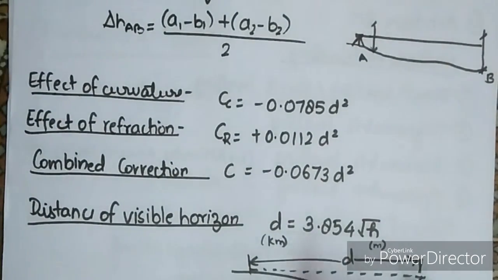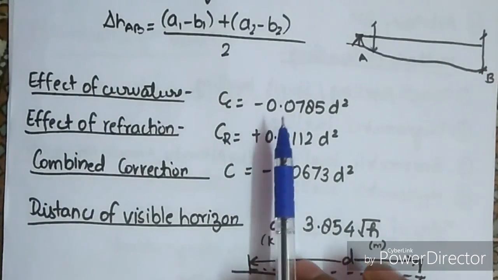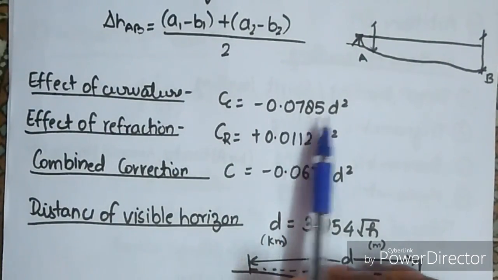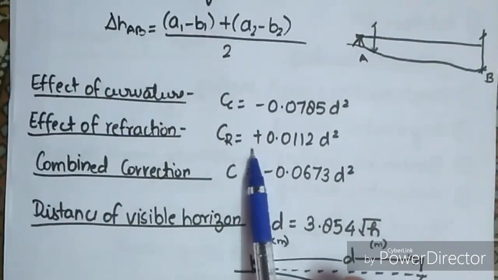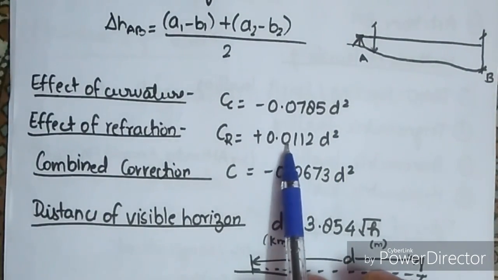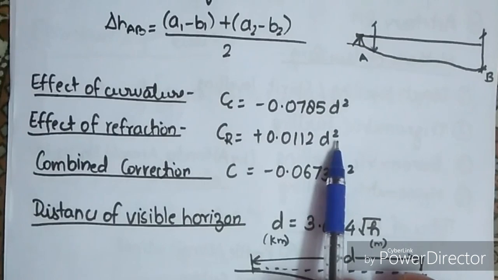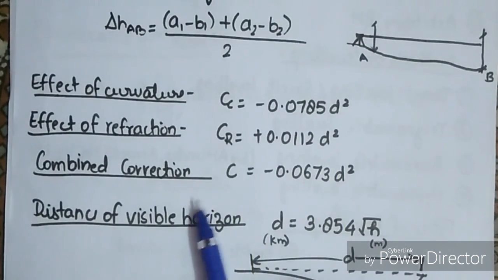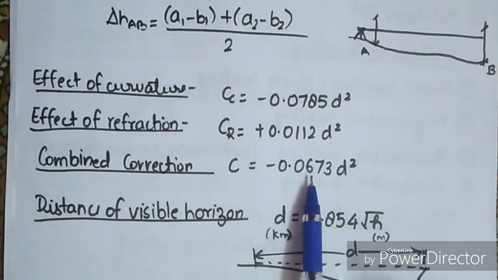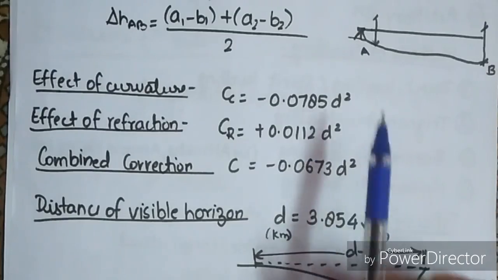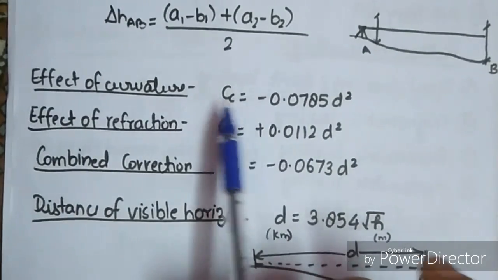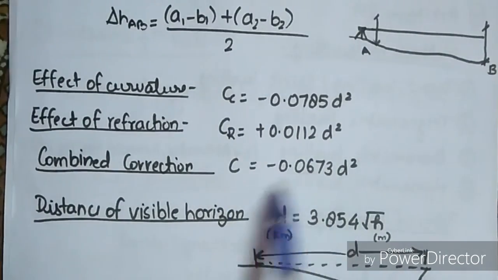Now effect of curvature, we use the formula here, minus 0.0785 d square. Refraction, we have the formula 0.0112 d square. For the combined correction we have 0.0673 d square. Okay, this effect of curvature is always negative, this is positive, and overall it is negative.